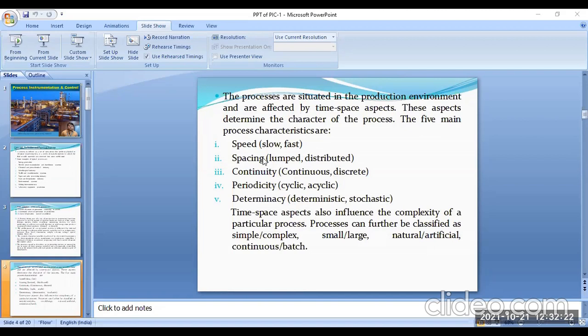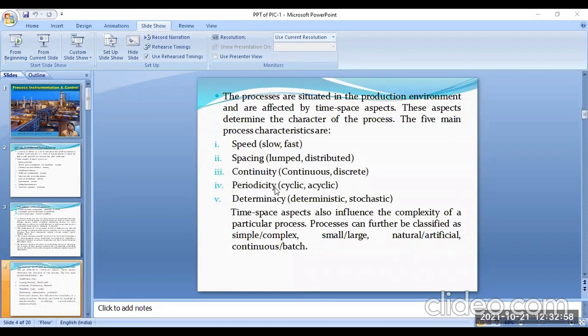Number two is spacing, that is lumped spacing or distributed spacing, which we use in process industries. Number three is continuity, which is also classified into two categories: the continuous form and the discrete form. Number four is periodicity, which is also classified into two categories: cyclic operations and acyclic operations.